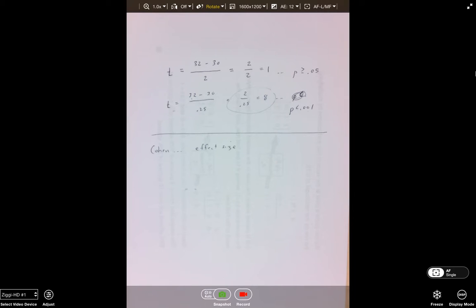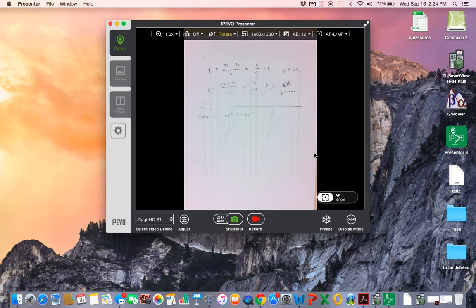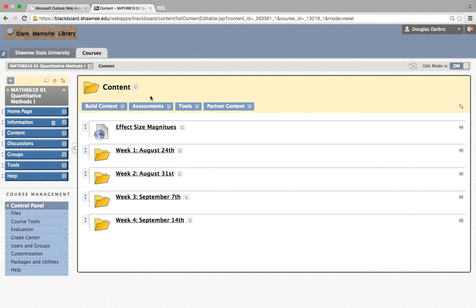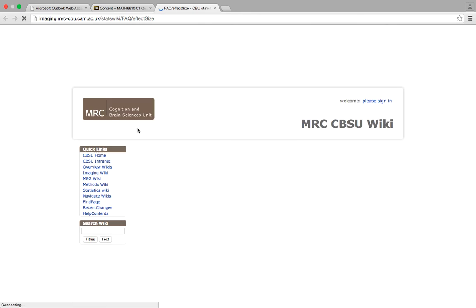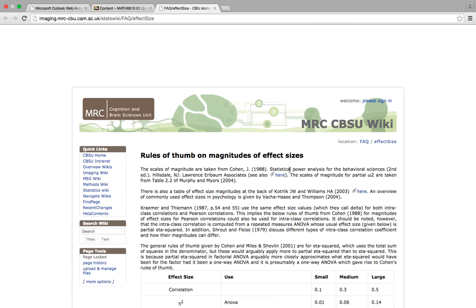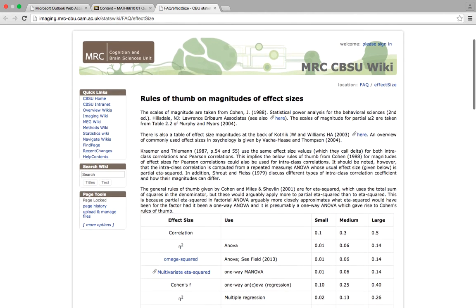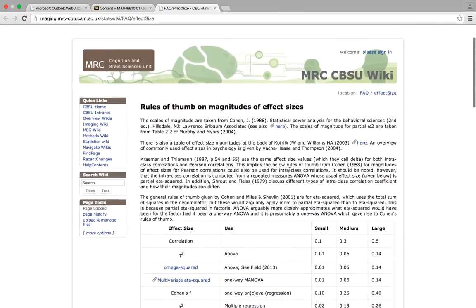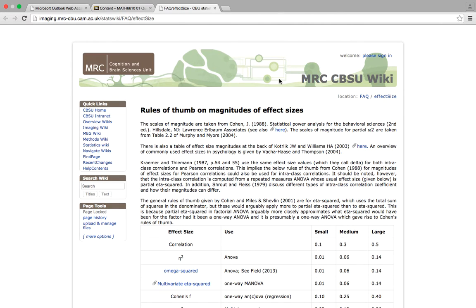Now, one thing I want to point out to you in this video is if you go to your Blackboard site, you can see that I've uploaded something called effect size magnitudes. If you click that, it's going to take you to a really cool rule of thumb on magnitudes of effect sizes. You can consider this to be far more than you ever cared to know about effect sizes. But you can't hardly get anything published these days without talking about effect size for the statistical technique that you are using.